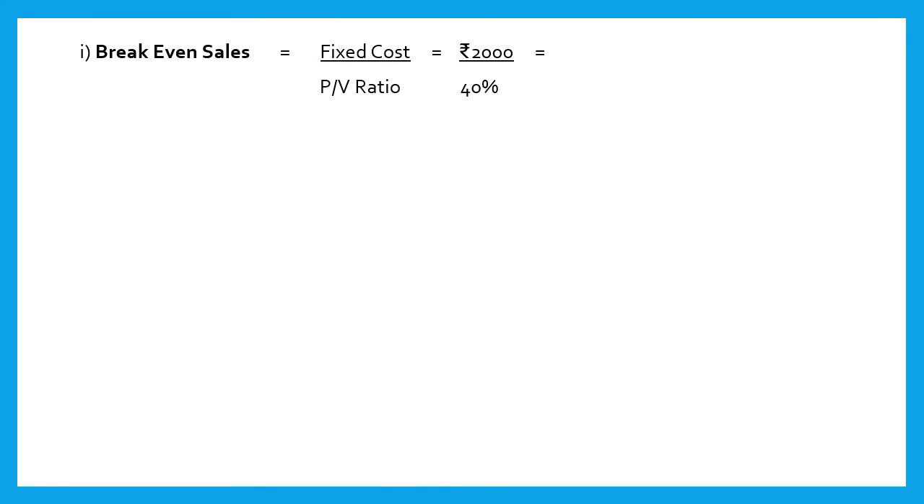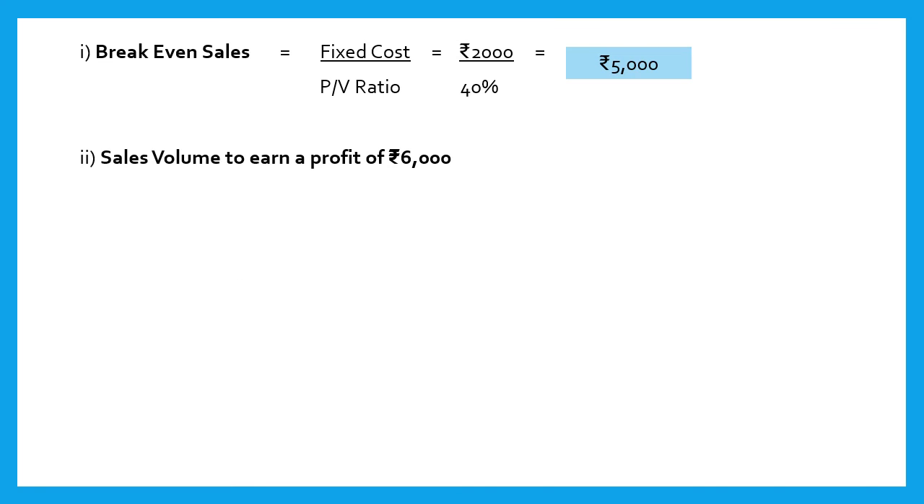Let us calculate the first question, that is break-even sales. We know the formula, which is fixed cost upon PV ratio. So non-variable cost, that means our fixed cost is rupees 2,000 upon, we have just calculated our PV ratio is 40%. So break-even sales will be equal to rupees 5,000.